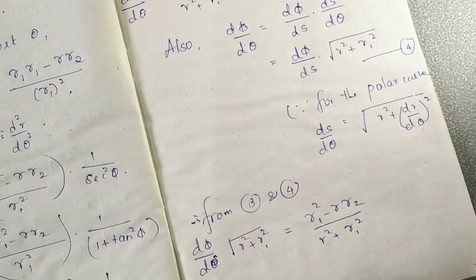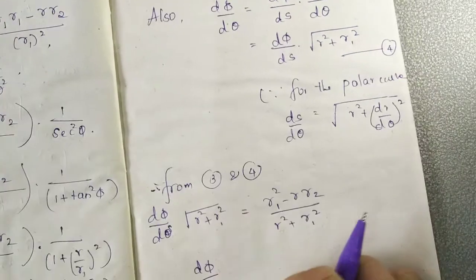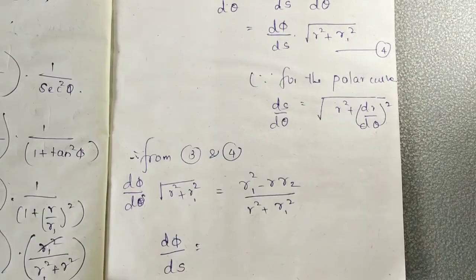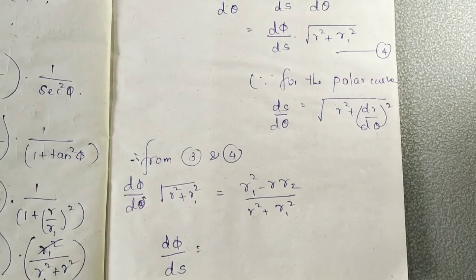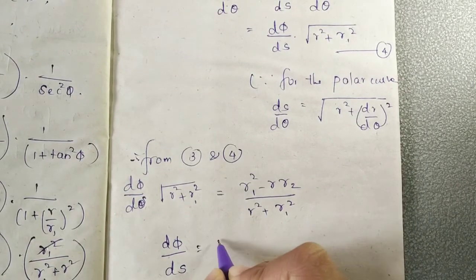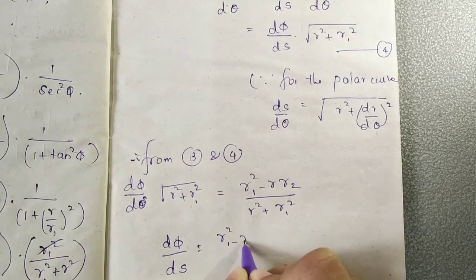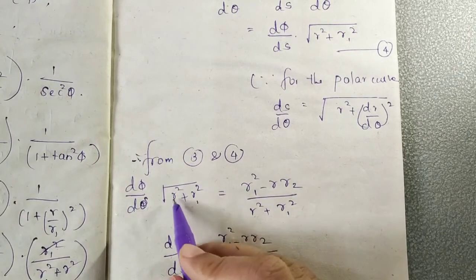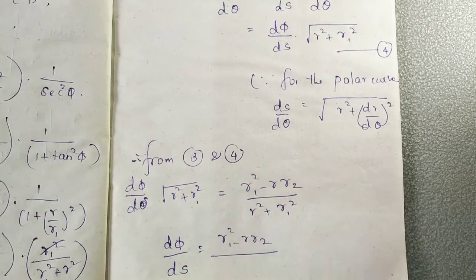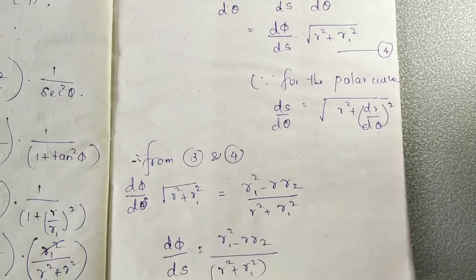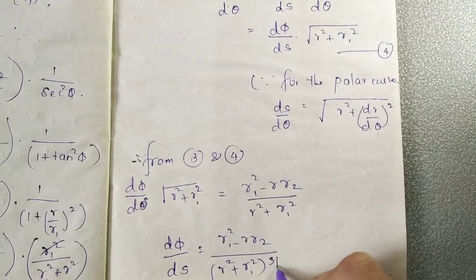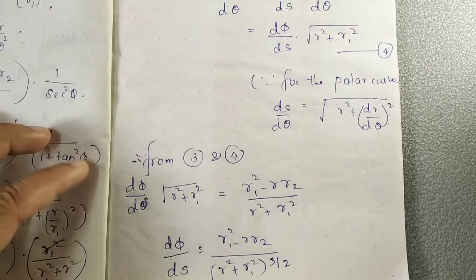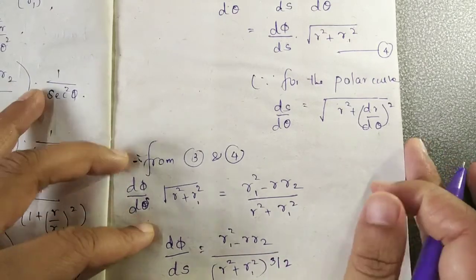Therefore, dφ/ds is equal to what we left, (r1² − r·r2). Here (r² + r1²) raised to 1/2 is there, and here raised to 1 is there. So this will be (r² + r1²) whole raised to 1 + 1/2, which is 3/2. That is the value of dφ/ds.